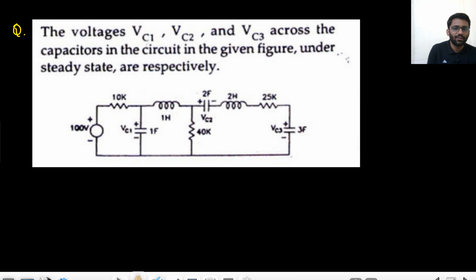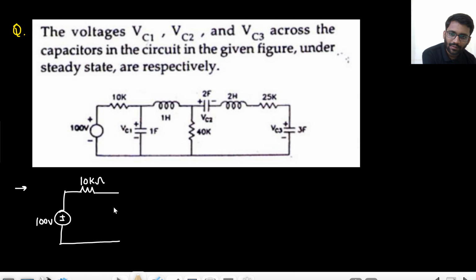That's it. So this was a very good question. Let's move on to this question. You have to find the Vc1, Vc2, Vc3 across the capacitors in the given circuit under steady state. Very easy question. At steady state, what will happen? 100 volt is there. This is a 10 kilo ohm resistance. At steady state, what will happen? This will be open circuited. The inductor will be shorted. This 40 kilo ohm will be there. This 2F will be open circuited.